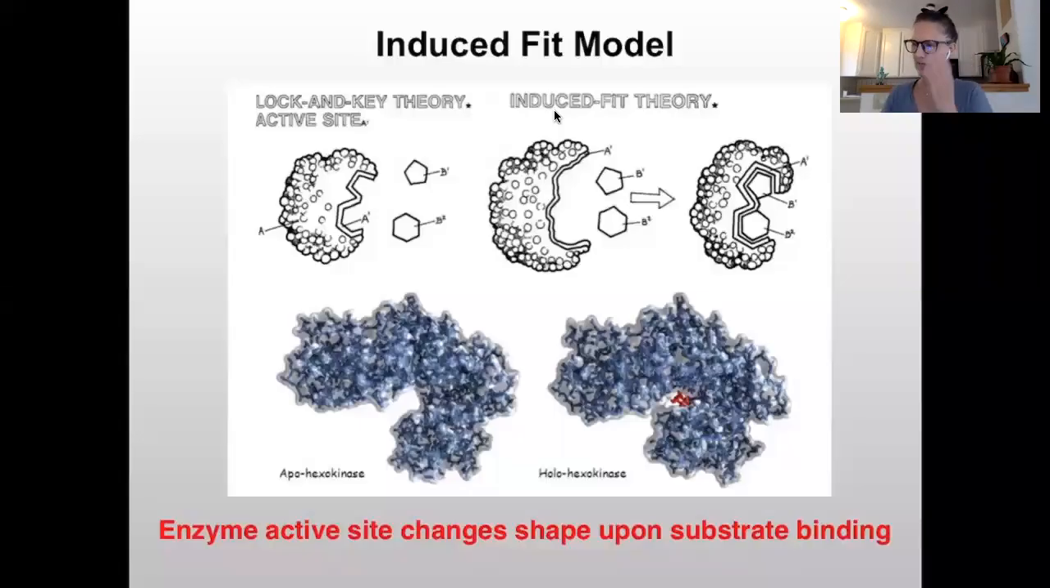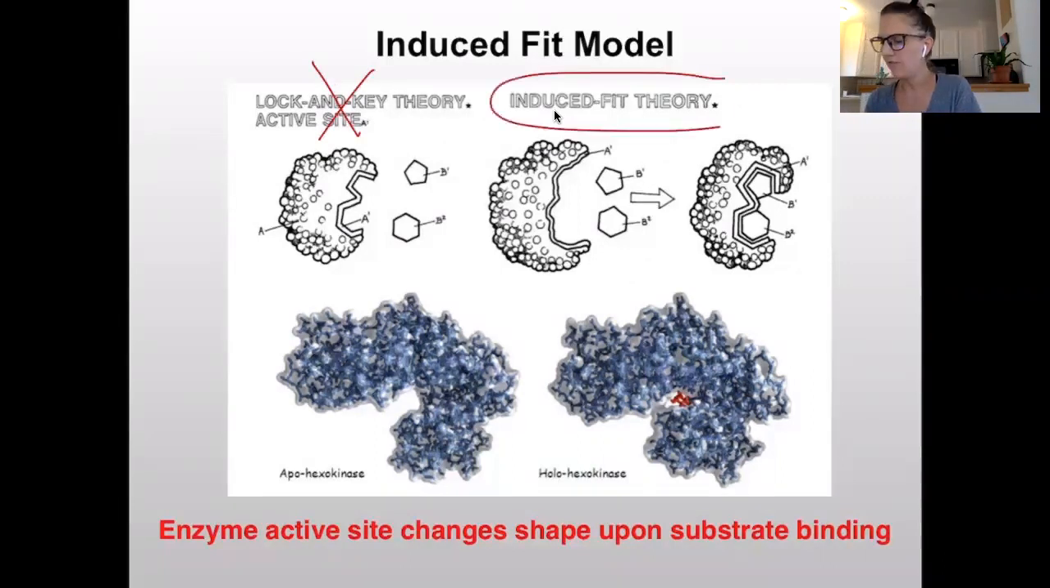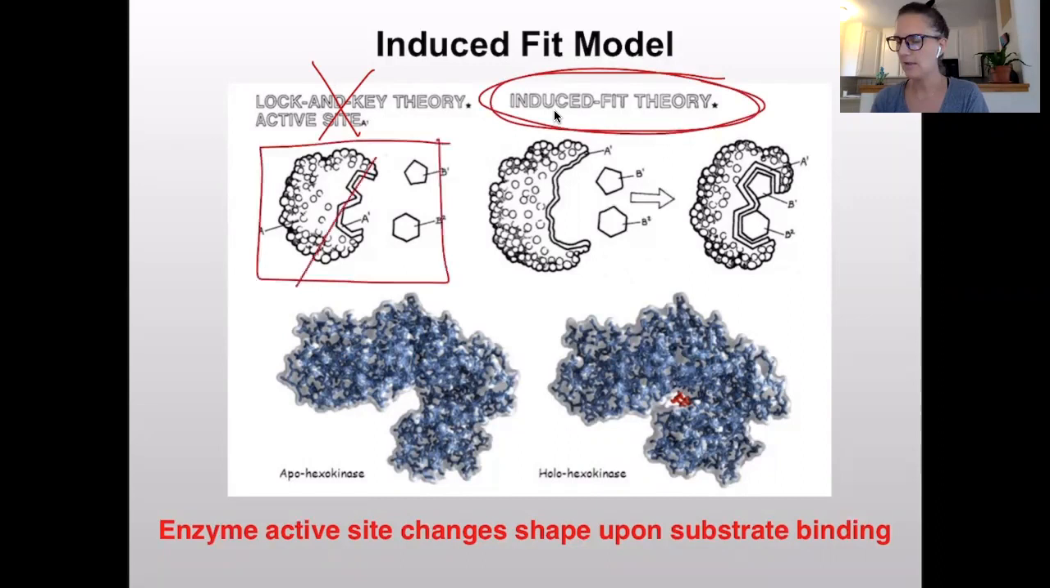Okay, so we were just here and now we're here. So the induced fit model. The previous theory that is not accurate anymore was called the lock and key, which just stated that it was a perfect fit of enzyme to substrate and nothing changed. We now know that an induced fit model is much more accurate. Instead of something just binding and fitting perfectly, when substrates bind, the enzyme itself actually changes shape to bind better, right?